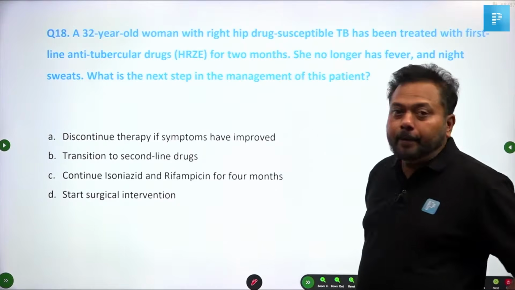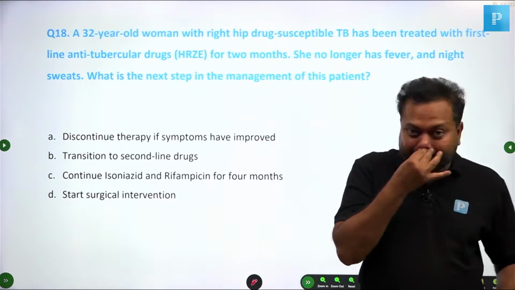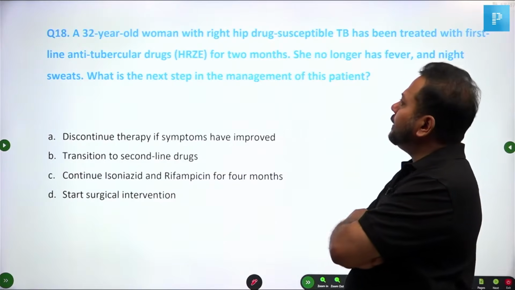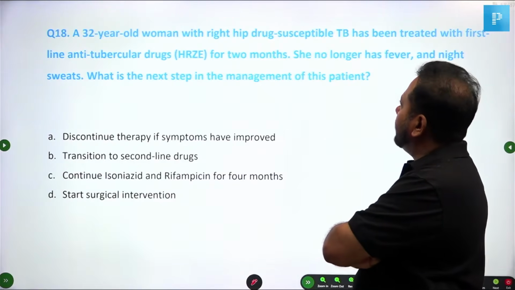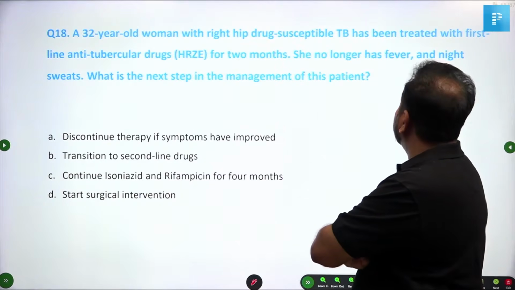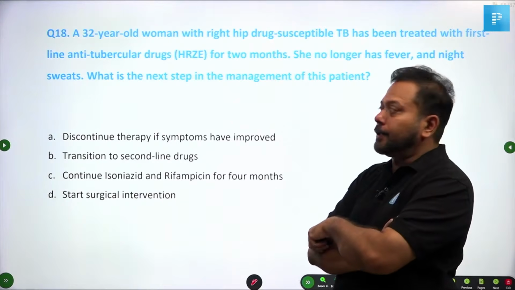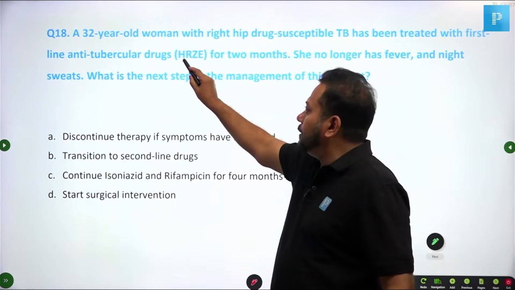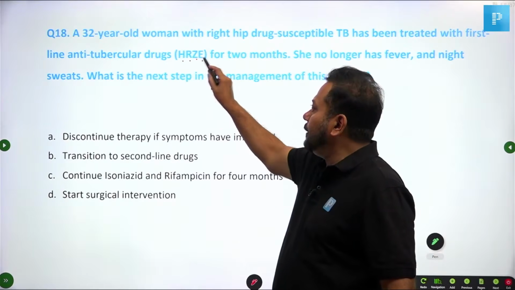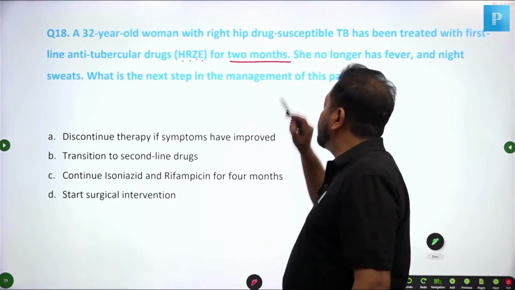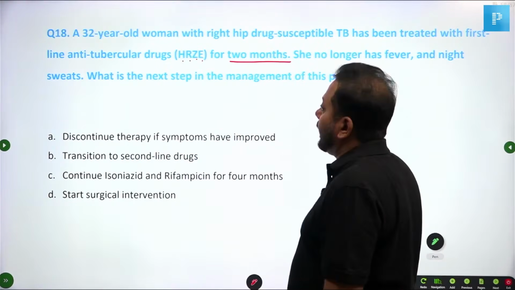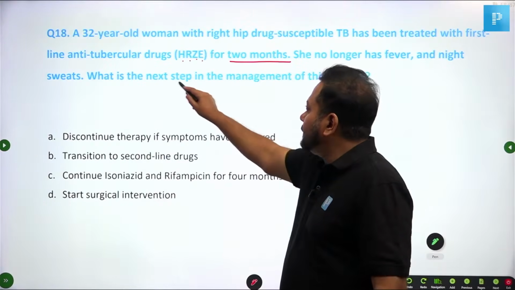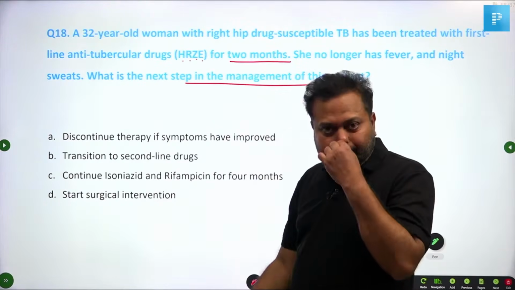Going to question number 18. A 32-year-old woman with right hip drug-susceptible tuberculosis has been treated with first-line anti-tuberculous drugs, that is HRZE, meaning INH, rifampicin, pyrazinamide and ethambutol, for 2 months. She no longer has fever or night sweats; the toxic symptoms have settled. What is the next step in management of this patient?